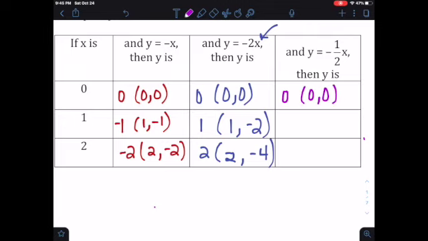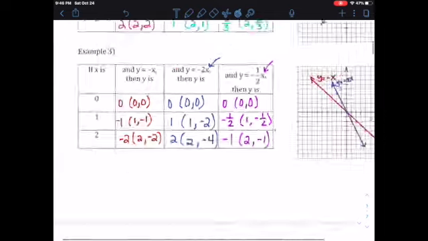Then if you plug in 1, that's going to be -1/2. So your point is going to be 1, -1/2. And then the third one is if you plug in the 2 in here, that is going to be 2 and 2 cancel out. So that's going to be -1. If you plug in 2, you're going to get -1. Okay, let's plot them.